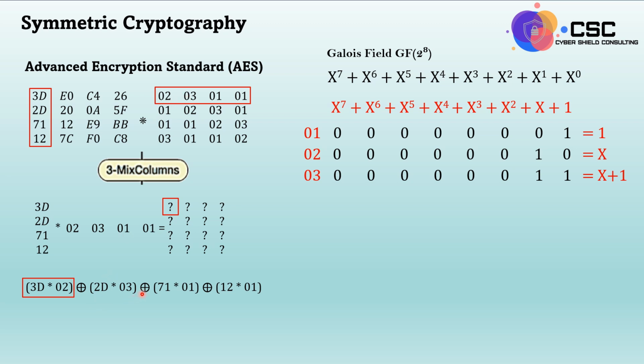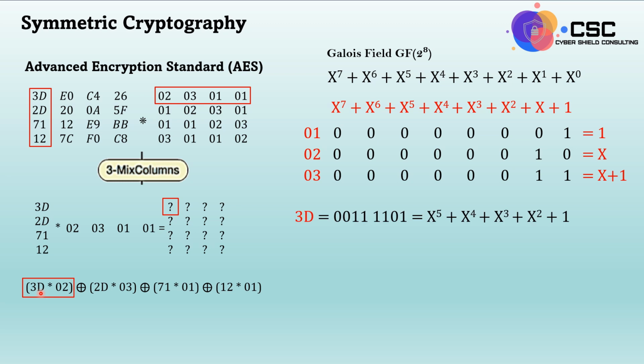2d times 0, 3, and then XORed by 7, 1 times 0, 1, and then XORed by 1, 2 times 0, 1. So the first column times the first row. Let's do the first part, 3d times 0, 2. How do we do this? This is how we do it.